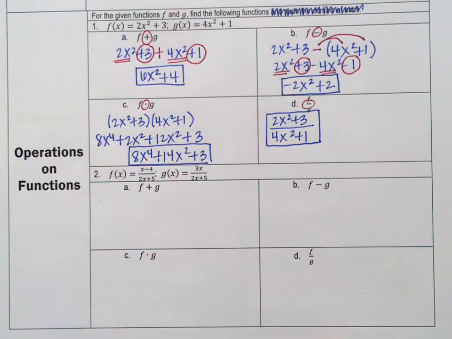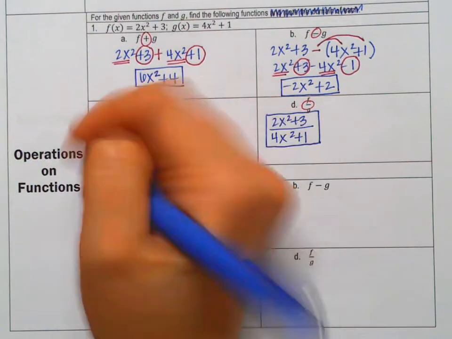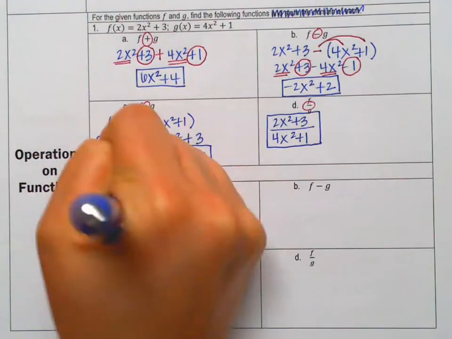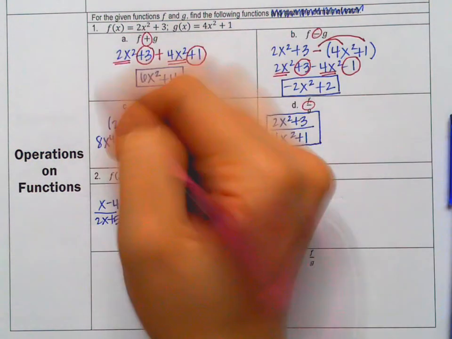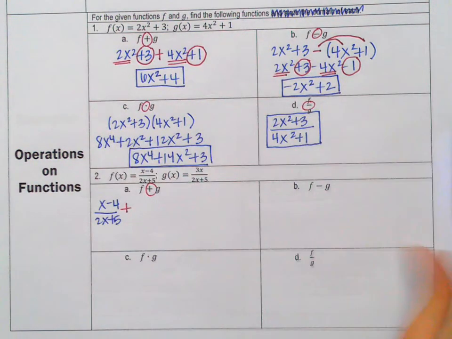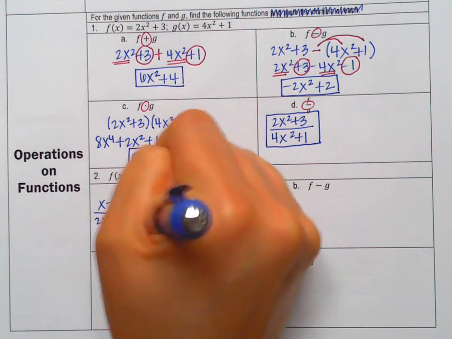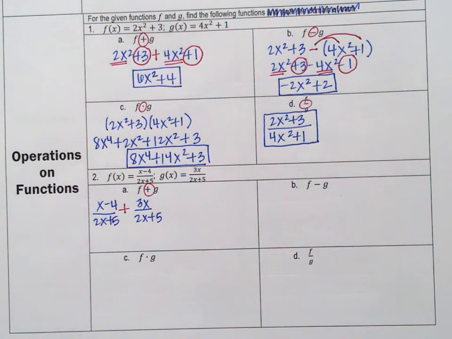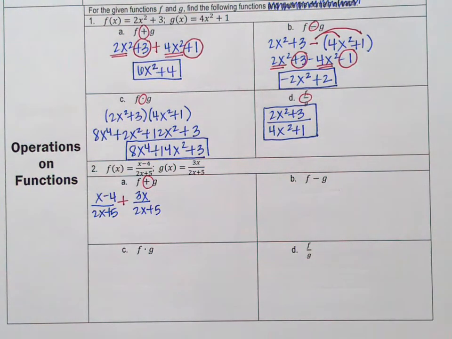Okay. So that was kind of a basic, f is a polynomial, g is a polynomial. Let's do it with rational functions. So f plus g, that's just doing x minus 4, plus, because we're adding, 3x over 2x plus 5. Now, why am I saying I made these easier? Because they already have a common denominator. So we don't have to worry about getting a common denominator.